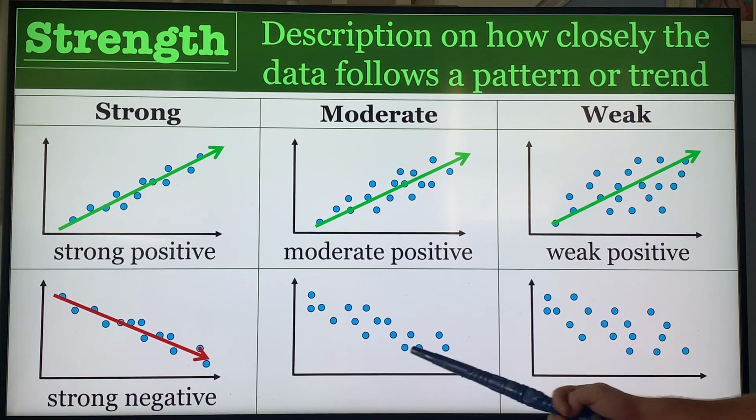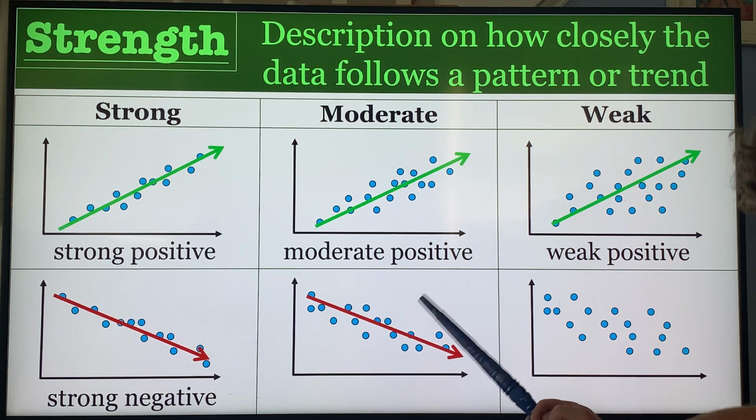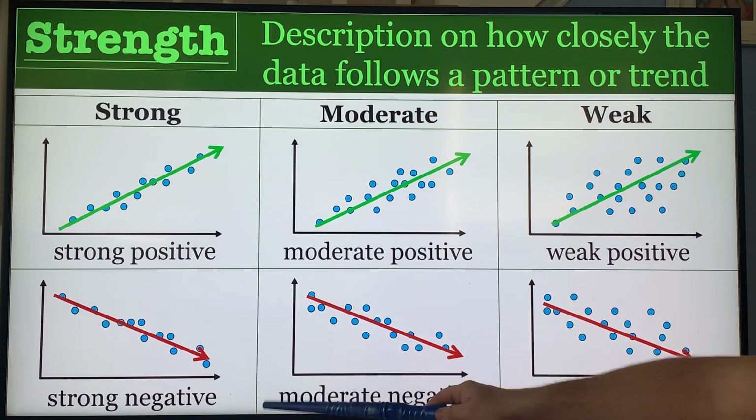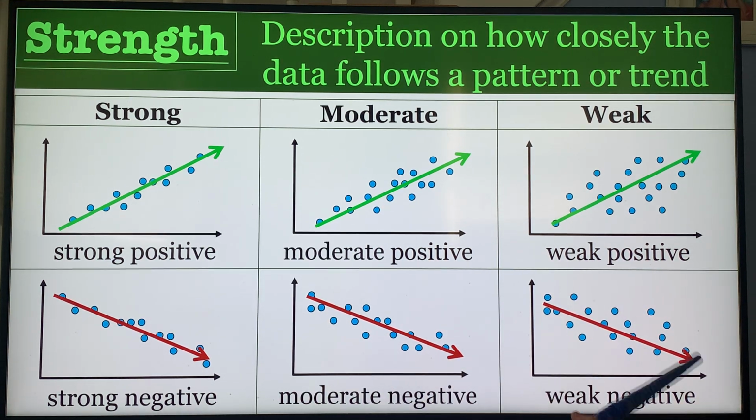Magic Quest. All right. Decrease. They're kind of far away. So that's a moderate negative. And then this one, they're pretty far away. So it's a weak negative. Okay? Strong positive, strong negative. Moderate positive, moderate negative, weak positive, weak negative. All depending on how close the points are. All right, we all good? Awesome.